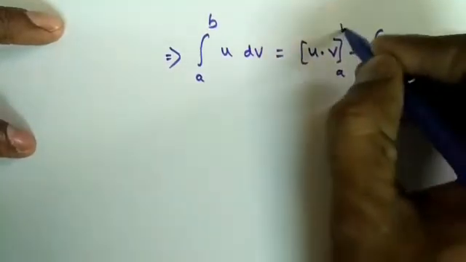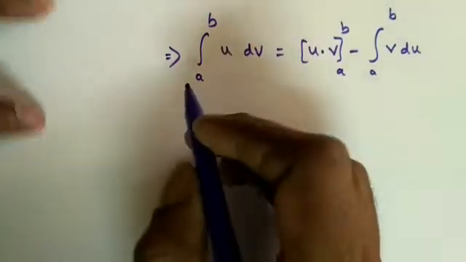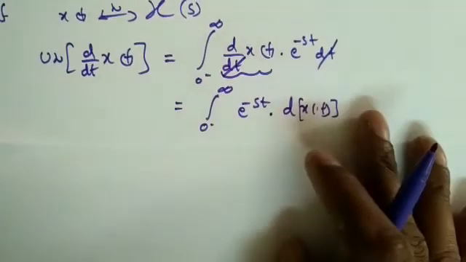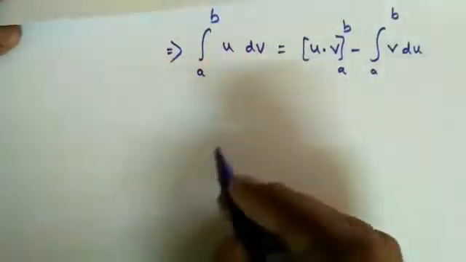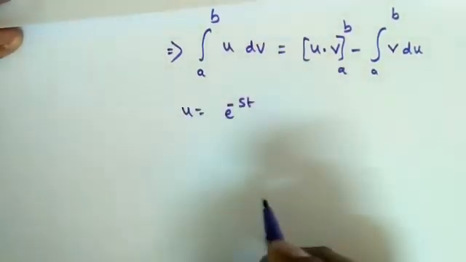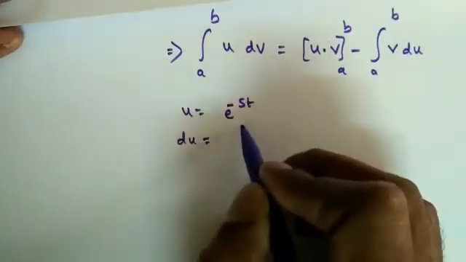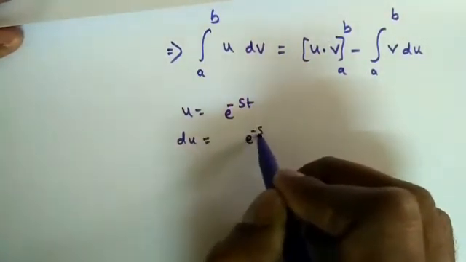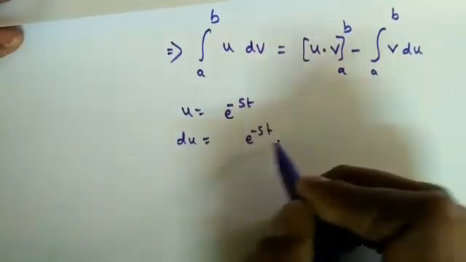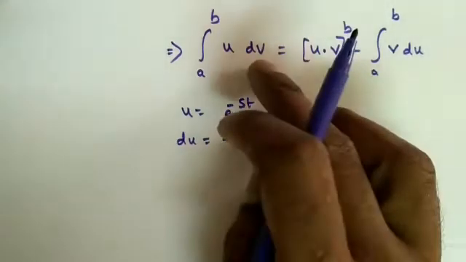It is a to b, here also a to b. Now when we see this expression, what is u and what is v we need to discuss. So u is equal to e power minus st, but we need du, so first we'll differentiate this one. du is equal to e power x, means e power x only, into differentiation of x, so it will become minus s.